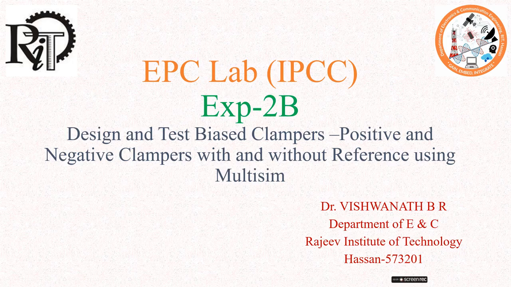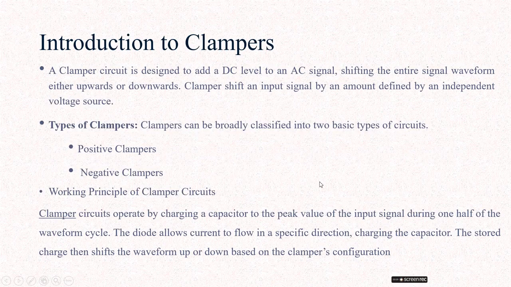Today I am explaining and demonstrating how to design and test biased clamper circuits by using the Multisim software. A clamper circuit is a circuit designed to add a DC level to an AC signal. These circuits shift the entire signal waveform either upward or downward. A clamper shifts an input signal by an amount defined by an independent voltage source.